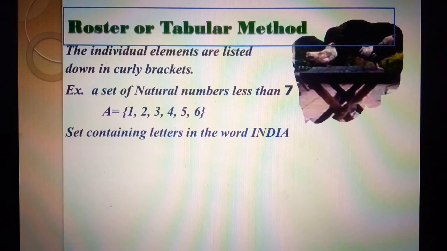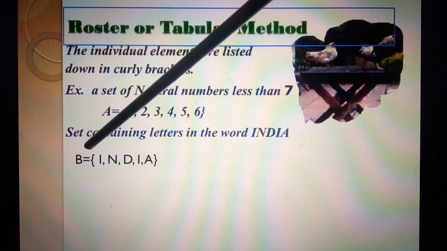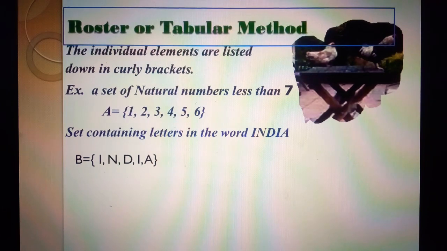So the set containing letters in the word India, we may write it like this. We can call it another set B with elements I, N, D, I, A. But here there is a problem. The letter I is repeating twice, and we have studied that the elements should not be repeated. The elements should be unique or distinct. So this is not a correct way of representing the set. We would have to write it like this, {I, N, D, A}.